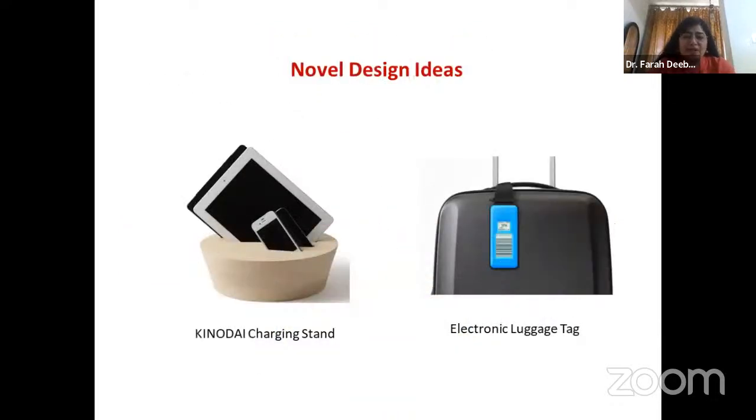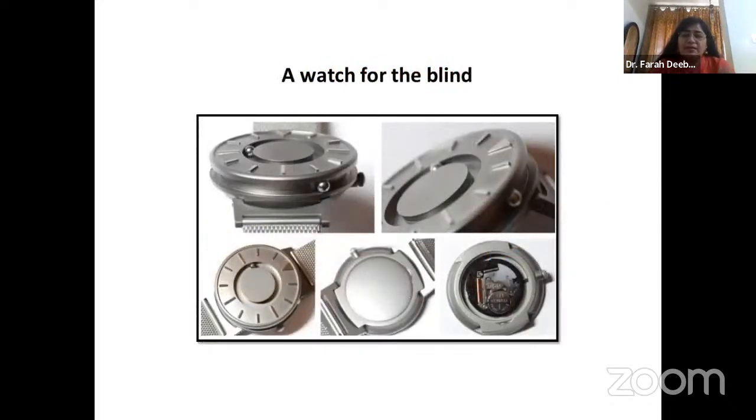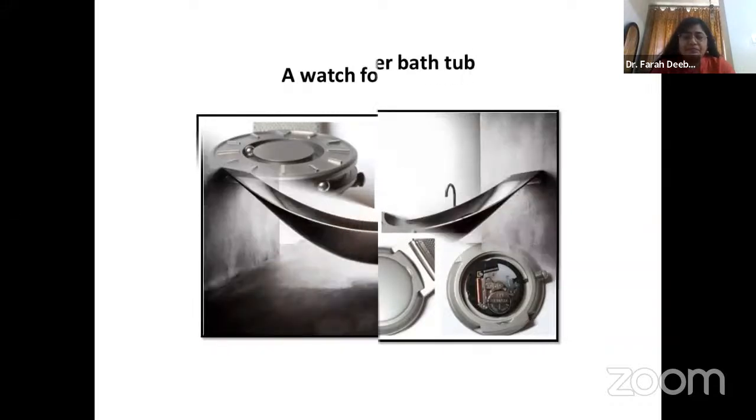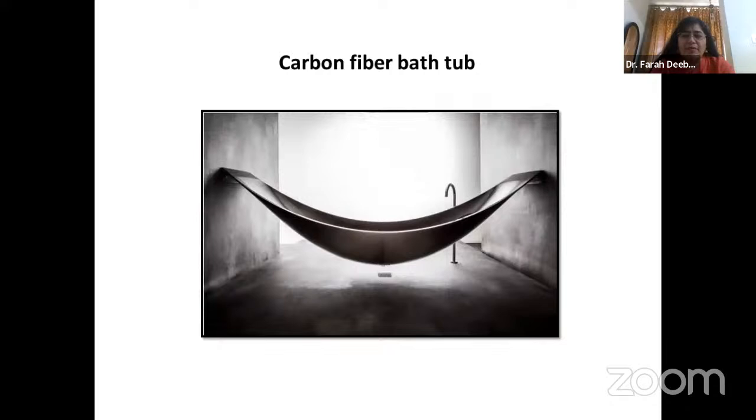These are new ideas: a charging stand, an electronic luggage tag, a watch for the blind. So all these things are prototypes which can be commercialized. So first is to create a prototype, see the functionality, patent all those functional elements, create an industrial design, then register the design, and then take it to the market. So first protect with an IP, create a fortress of IP around your product, and then go to the market. That's the idea.